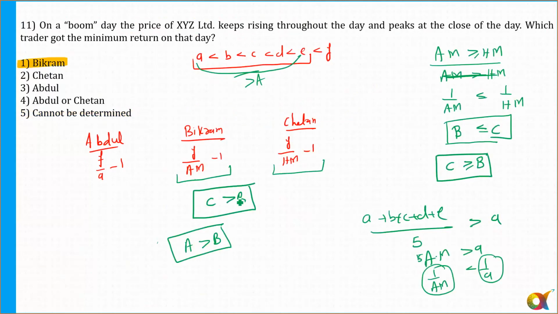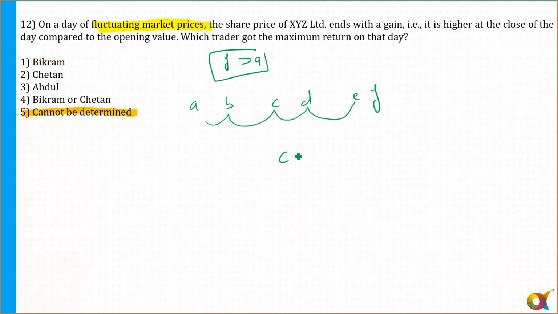Yes, C is always greater than or equal to B. That I know. Okay. But about Abdul, in comparison with C, we can't say anything. So which trader gets the maximum? We can't say anything. Let's move to the next question.